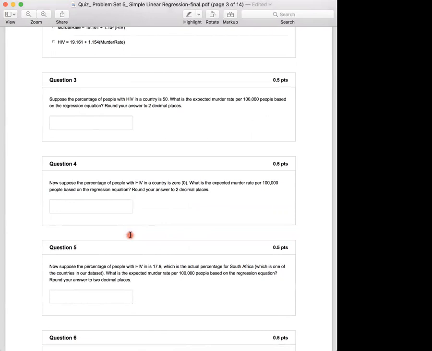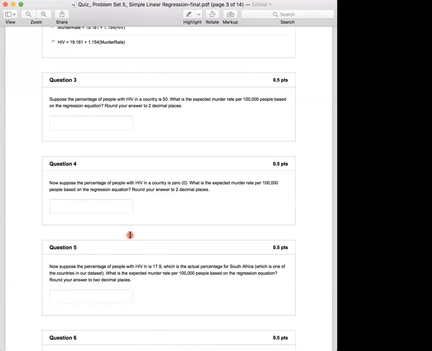We ask, now suppose the percentage of people with HIV in the country is 0. What is the expected murder rate per 100,000? What is the value of murder rate based on the regression equation? Round your answer to 2 decimal places. Now we're just plugging and chugging a different value.